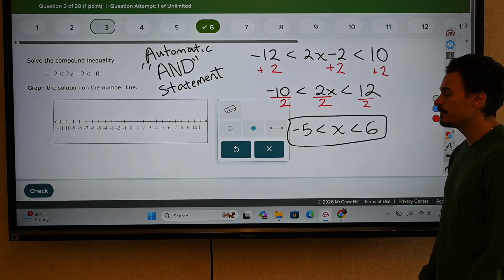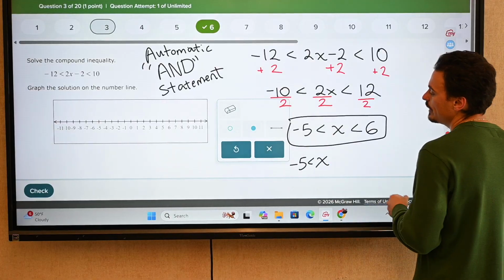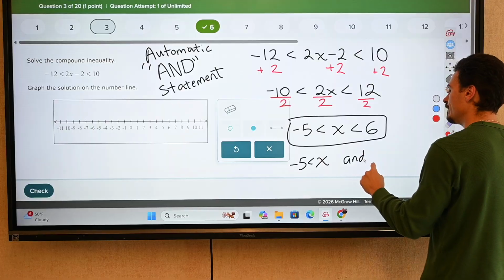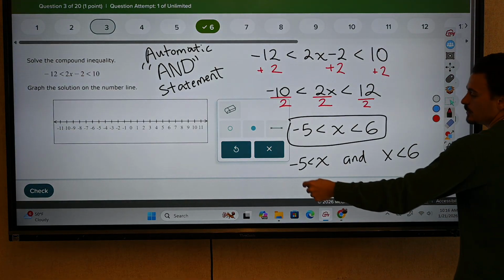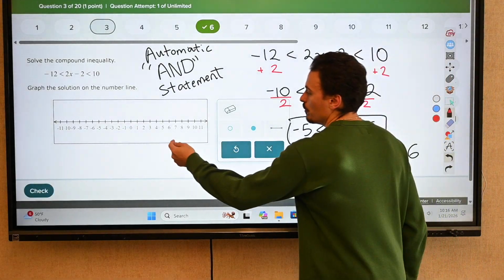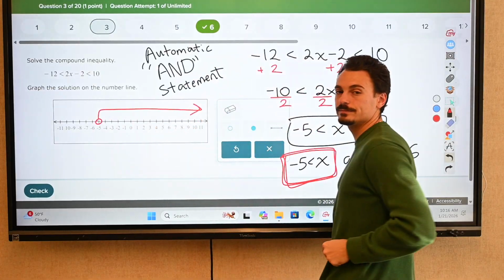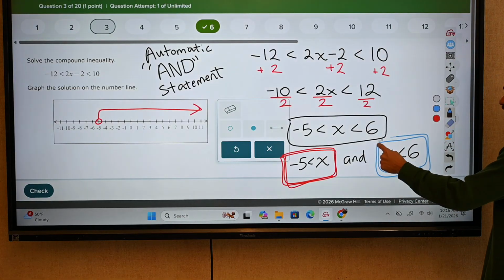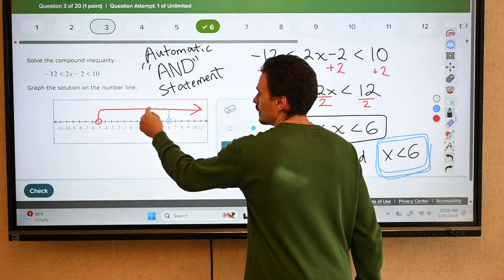Now we have to graph it. So right here it says negative 5 is less than x. And since this is an automatic and statement, we're going to say and x is less than 6. Okay, so if x is greater than negative 5, that's going to be red. I'm going to put an open dot at negative 5. Greater than. Then I need x is less than 6. I'm going to make that blue. So here's 6, open dot, less than.